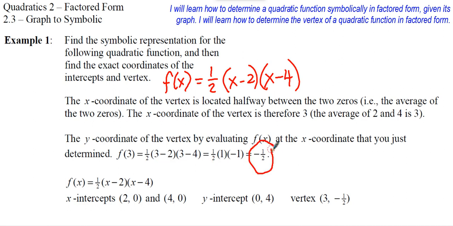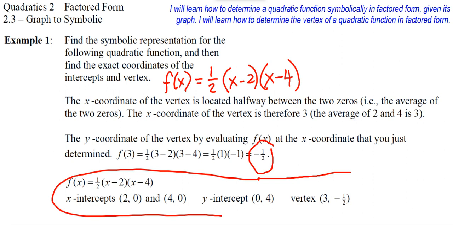negative 1 half. Okay, because 3 minus 2 is 1, 3 minus 4 is negative 1. 1 half times 1 is 1 half. 1 half times negative 1 is negative 1 half. And here are all the answers that I have.